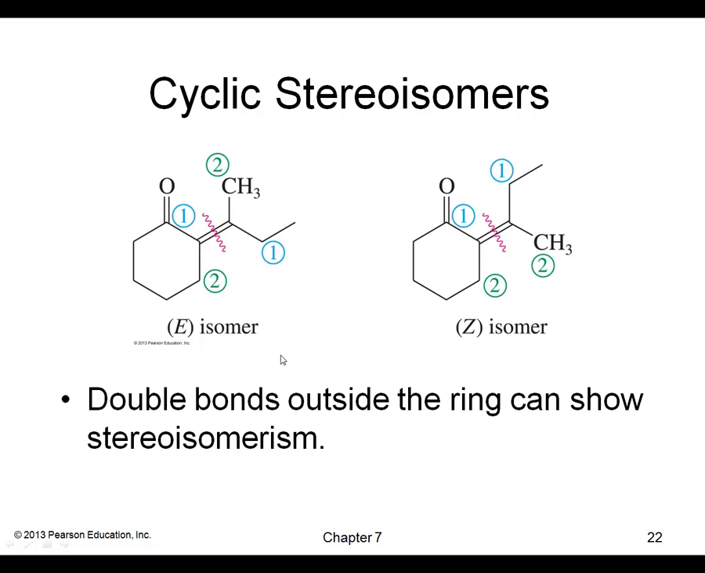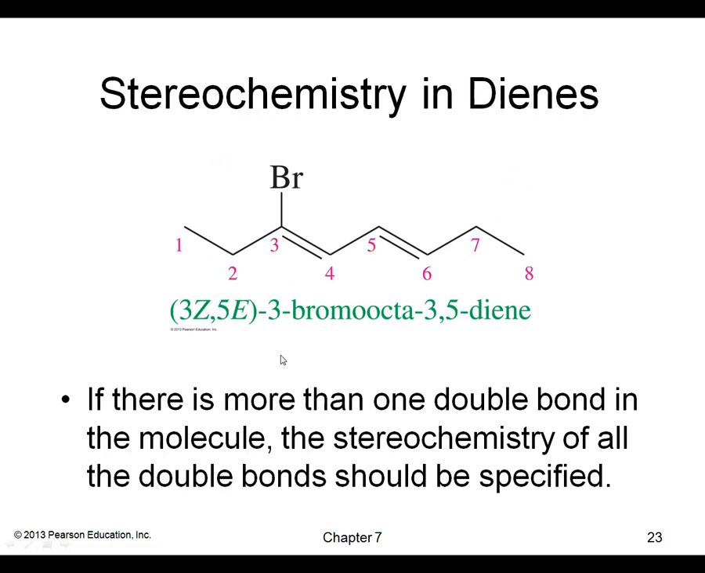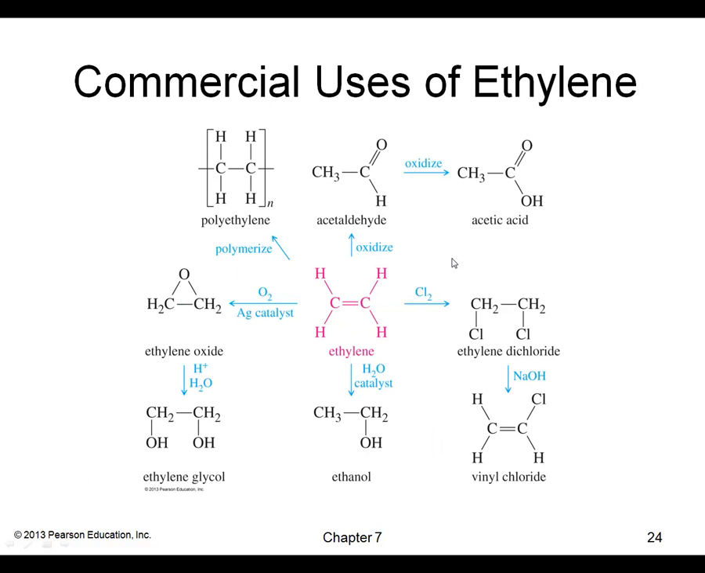Okay, so here's some cyclic stereoisomers. We won't deal much with these. Okay, stereochemistry with dienes. Each double bond could be E or Z. Some commercial uses of ethylene. You can read the book on this.